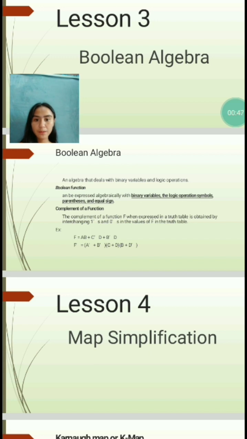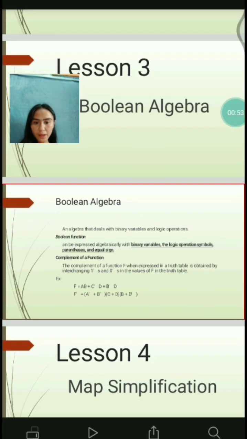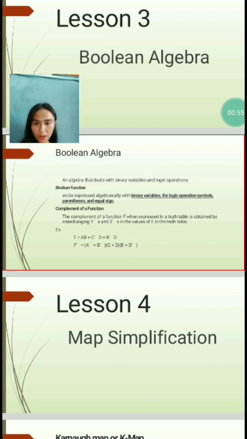F equals EB plus C not plus D plus not B D. Not F close parenthesis, not A plus not B, open and close parenthesis C plus D and open and close parenthesis B plus not D.